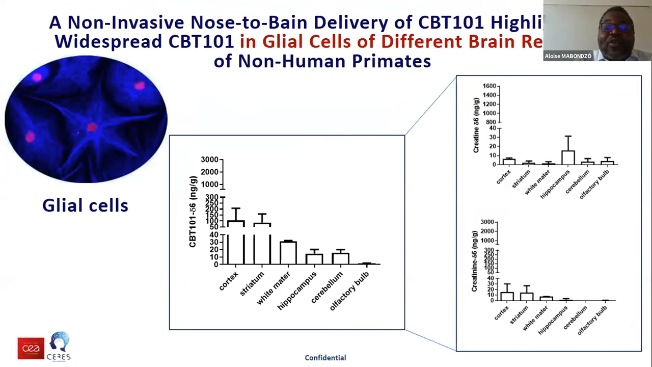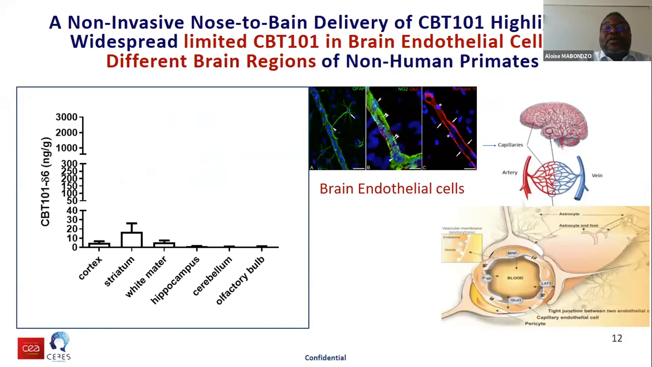Regarding the glial cell, we also demonstrate, which is one of the component cells of brain parenchyma. So we also demonstrated that this nose-to-brain delivery of CBT101 leads to a widespread CBT101 distribution also in cortex, striatum, white matter, hippocampus, and cerebellum. And to a lesser extent, we have the metabolite like creatine and creatinine. We also demonstrated a very limited CBT101 in brain of the cells of different brain regions.